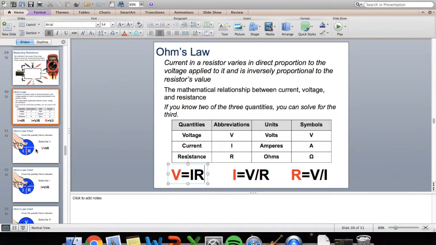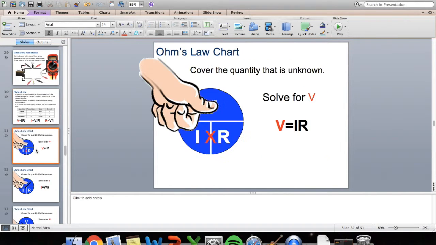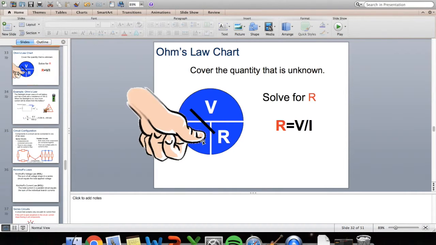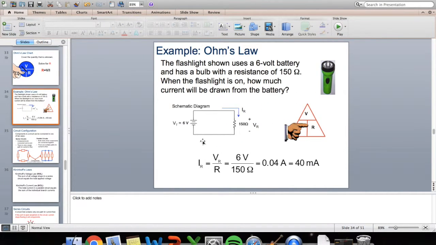We're going to do a practice problem to solve for that in just a second. So you basically cover the quantity that's unknown. I don't know if I'm a huge fan of this chart, so I think I'm going to skip through it. Here's a practice problem. We'll do a practice problem in just a second.